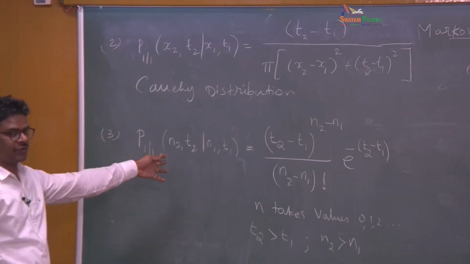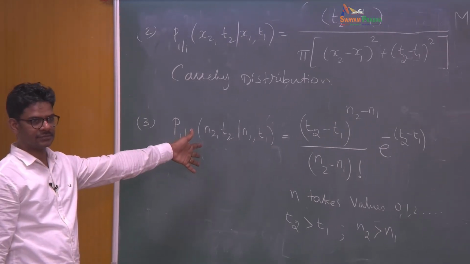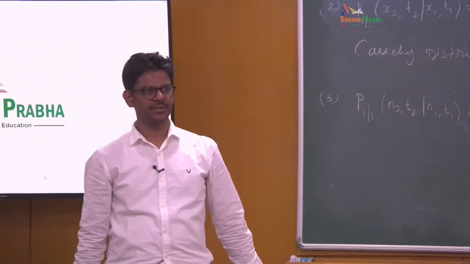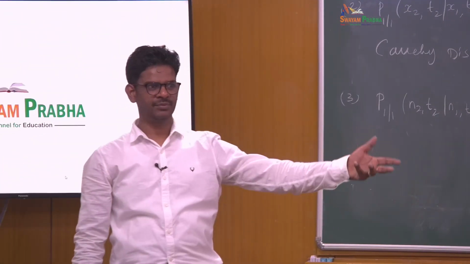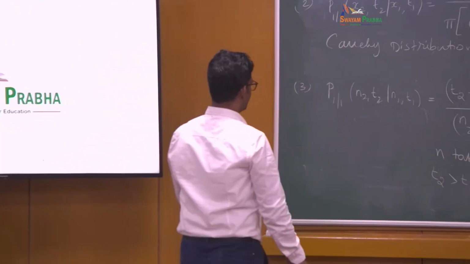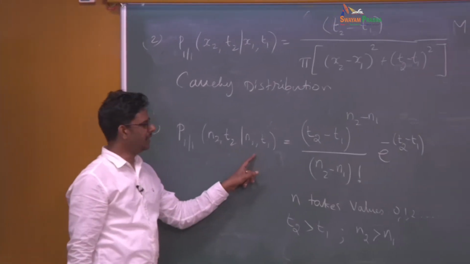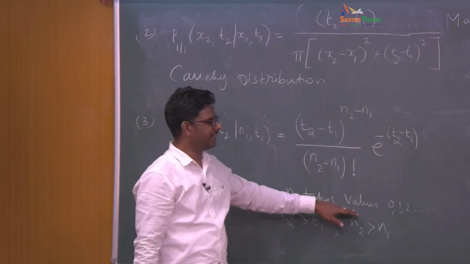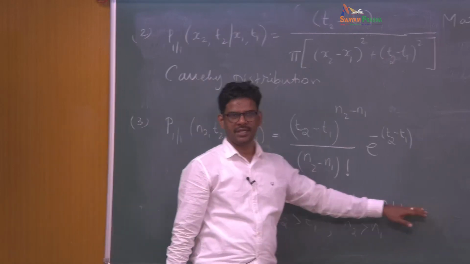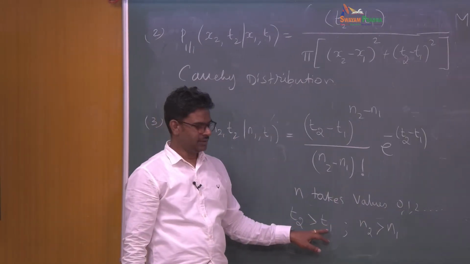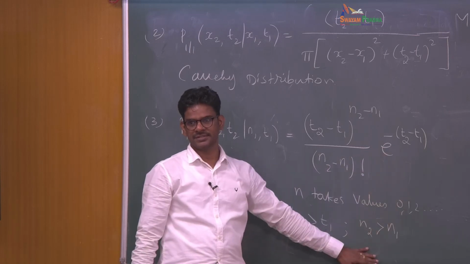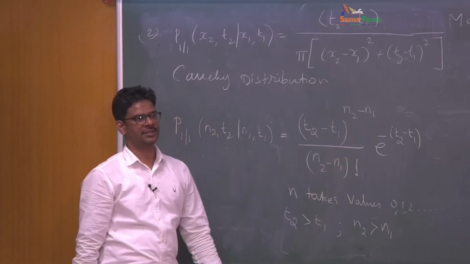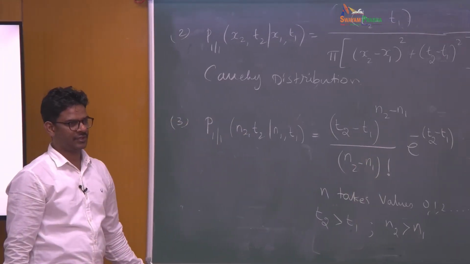What about this? Do you recognize this? It's a Poisson random variable, or written in terms of a Poisson process because there's a time involved. Here n1 and n2 are discrete variables, and this is the Poisson process. N can only take values 0, 1, 2, 3 onwards, and T2 is greater than T1. N can only increase in this case. Under these conditions, this also follows a Markov process, or satisfies the Chapman-Kolmogorov equations.